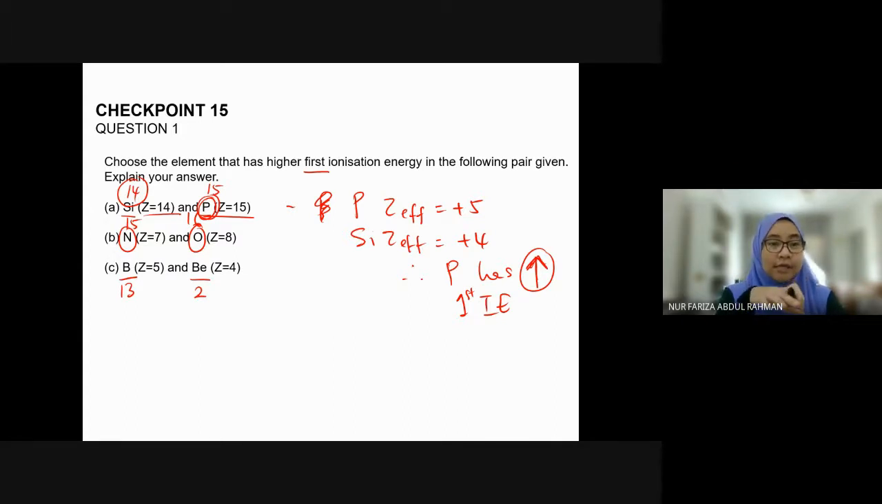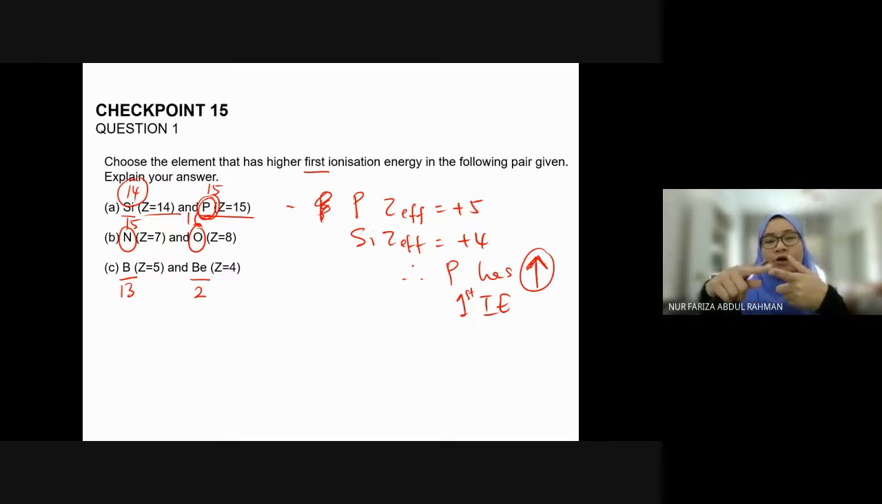Part A follows the trend. So when it follows the trend, what reason do we use to explain the trend? It's because of the Z effective, right? You may use the orbital diagram, but that is not the highlight. To be safe, have the Z effective and also the orbital stability. Having both is even better.